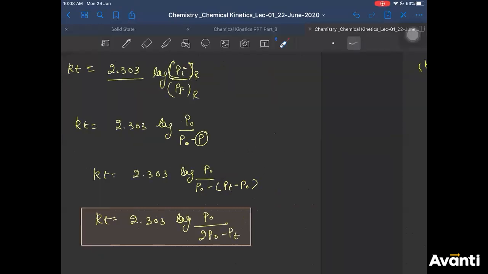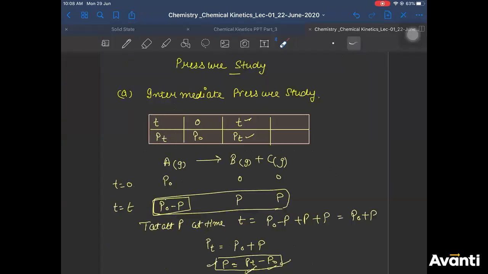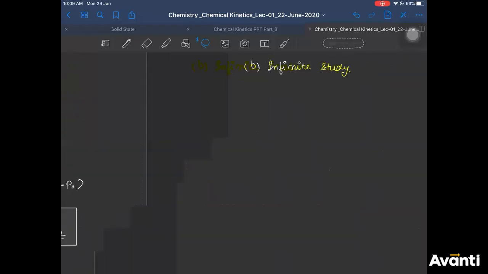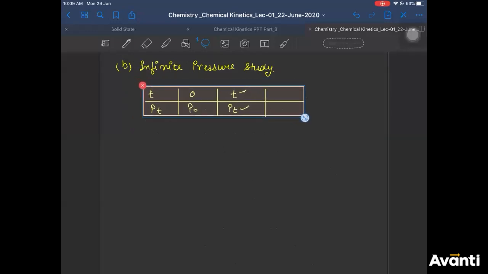Right. So let's move to the infinite pressure study case. So what is the difference in this? There will be one extra pressure value which will be given to you. That's all. Nothing else is the difference. So this is your table, right? What you can do is take another pressure, that is time, infinite time. What will be your pressure? P infinity.